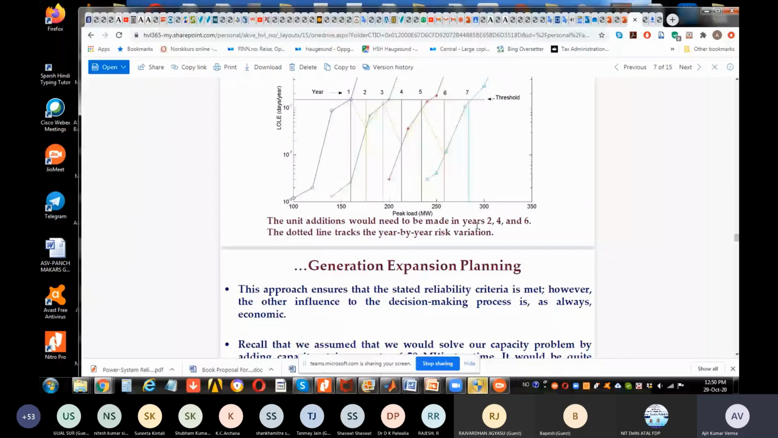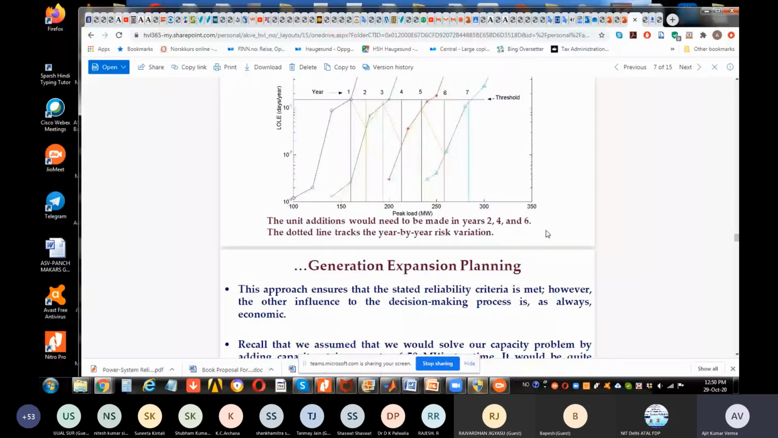So for example, in this particular case, we decide to add units at first in the second year, then in the fourth year, and then in the sixth year. Okay, because that was a load profile.